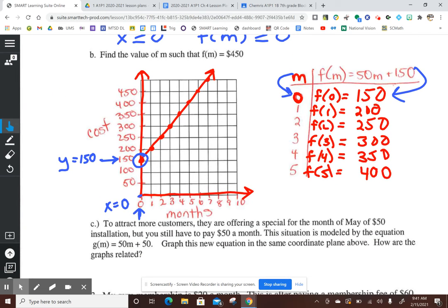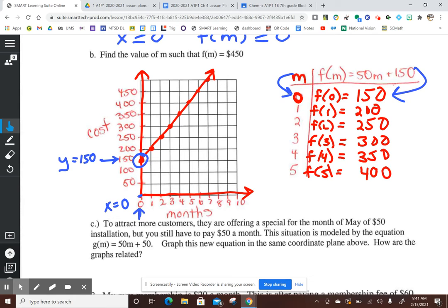It says, to attract more customers, they're offering a special for the month of May of $50 installation, but you still have to pay $50 a month. The situation is modeled by the equation G of M equals 50M plus 50. Graph this new equation on the same coordinate plane, and how are these graphs related?